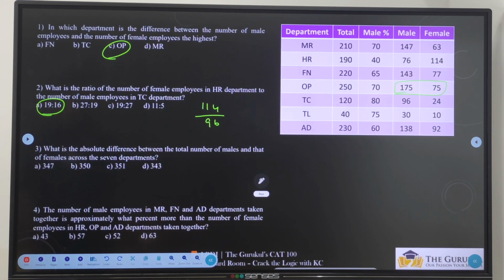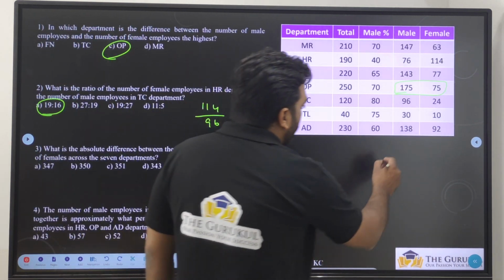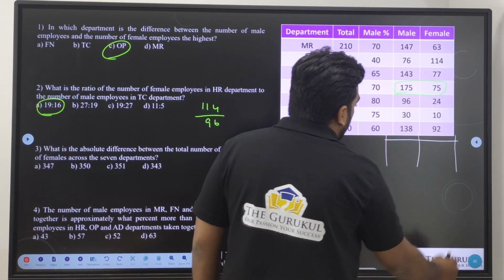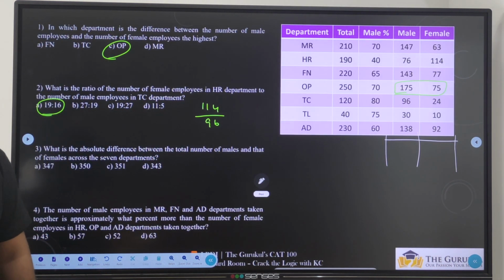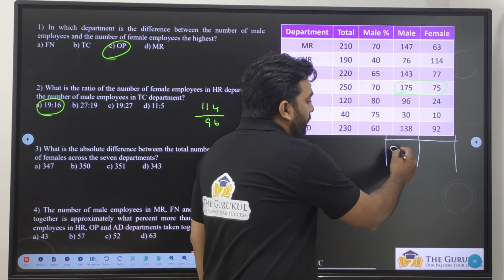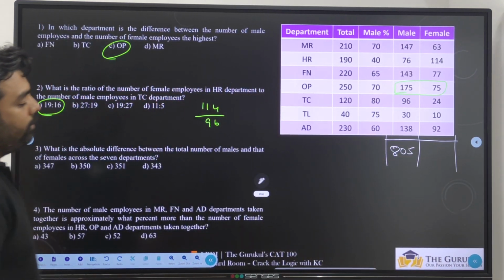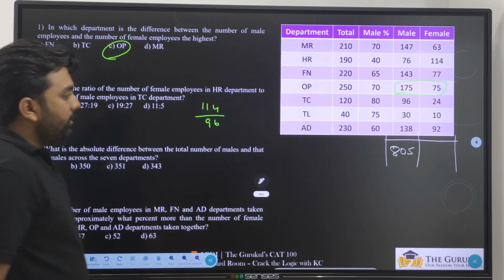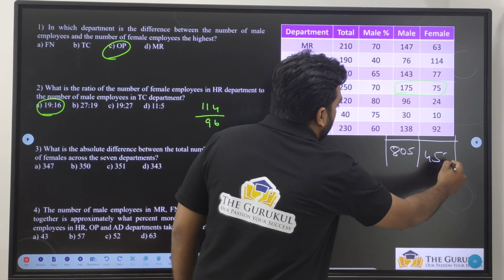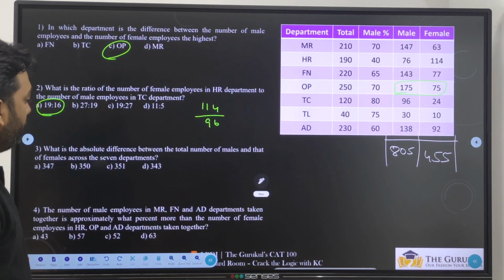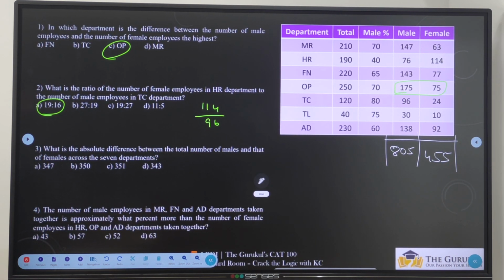Next one. What is the absolute difference between the total number of male employees and total female employees across all the 7 departments? So quickly find out these total values, total male and total female. Perfect. Total males are 805. Now what will be the total females? Very good, that is 455. But they are not asking how many total males and females there are. We want the difference between both of them, that is 805 minus 455, which is equal to 350, option B.